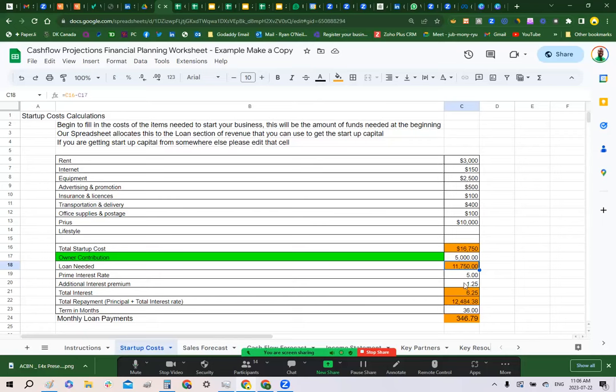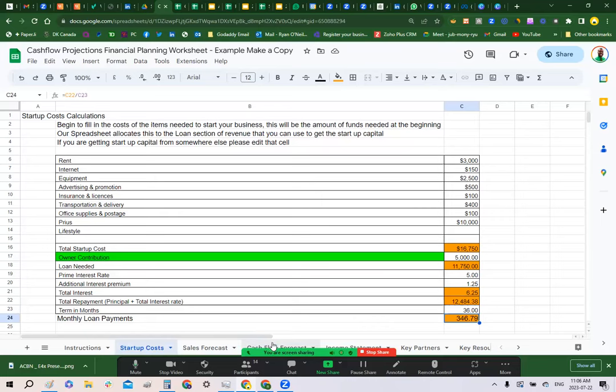For our microloan, the prime right now is 5%. We add 1.25. So it calculates all this automatically. If you're getting a loan from somewhere else, you would put in the rates here. And then it shows you the total cost of borrowing. You would put in how long you have to pay for that money, and it shows the monthly expenses. So this exercise is really to understand, what does it look like to start this business? What do you need? How much is it going to cost? Where are you going to get the money?